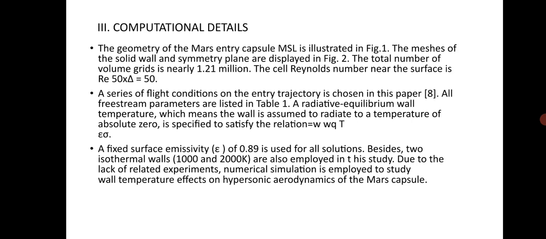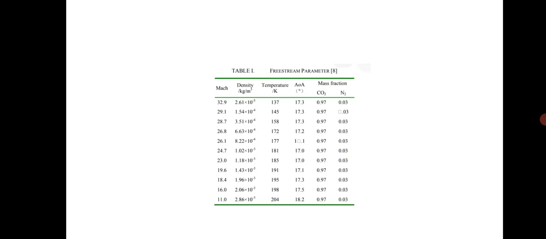A series of flight conditions on the entry trajectory is chosen in this presentation. All free stream parameters are listed in table 1. Here, table 1 lists the free stream parameters like Mach number, density, temperature and species mass fraction.